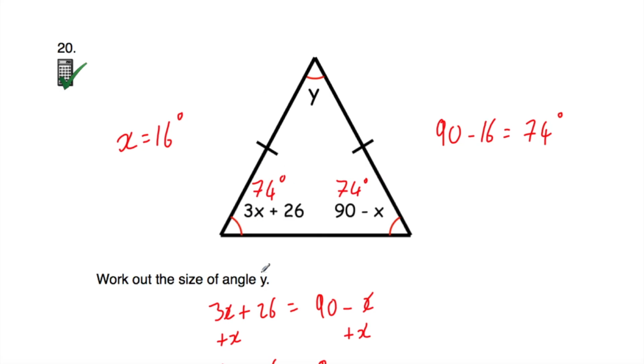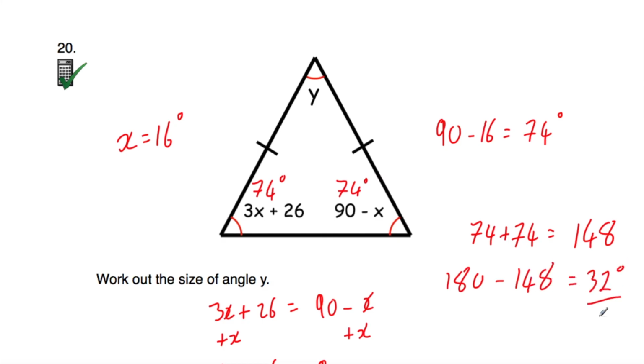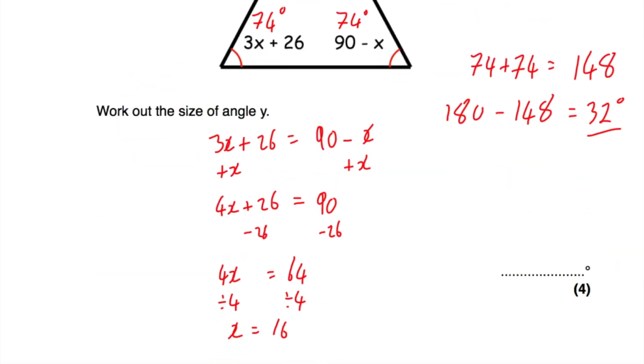Now we've been asked to find the size of angle y. We want to find the size of this angle. So we're going to do 74 plus 74. So 74 plus 74 is equal to 148. And let's take that away from 180. So 180 minus 148 is equal to 32 degrees. So it means that this angle is 32 degrees. And that's it. We've found the size of angle y. Y is 32 degrees.